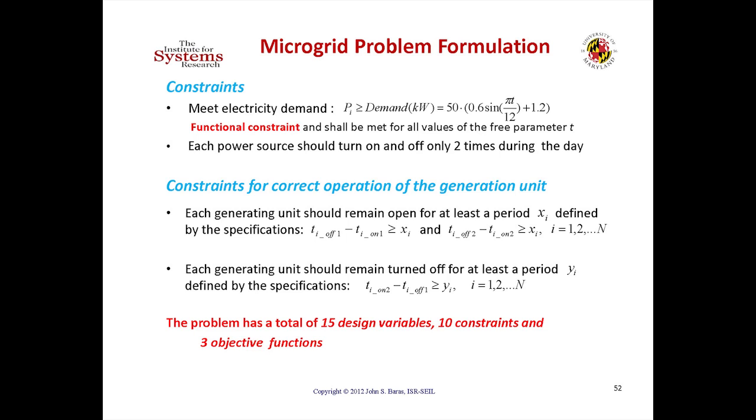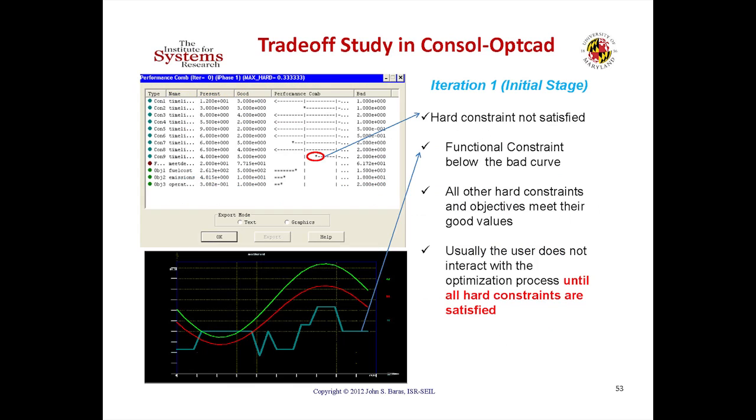It has the 15 design variables, 10 constraints, and 3 objective functions. Of course, the software we're using is scalable. And as long as you do it hierarchically, you can do very large problems. And so is Cplex and ELOG, and so are several others.